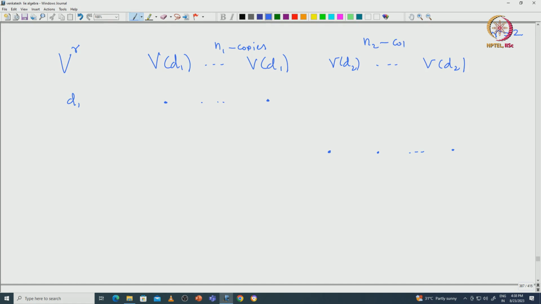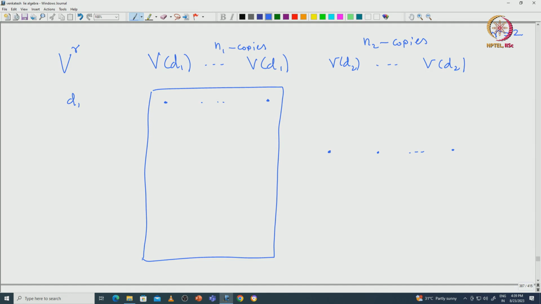There are n2 copies of them. Now if you think about it, this V_D1 will actually contribute something like this. So, I can represent it using this rectangle, where the first box corresponds to eigenvalue D1. Those are all the top eigenspaces inside this V_D1. Each box will contribute a one dimensional eigenspace for the V_D1.